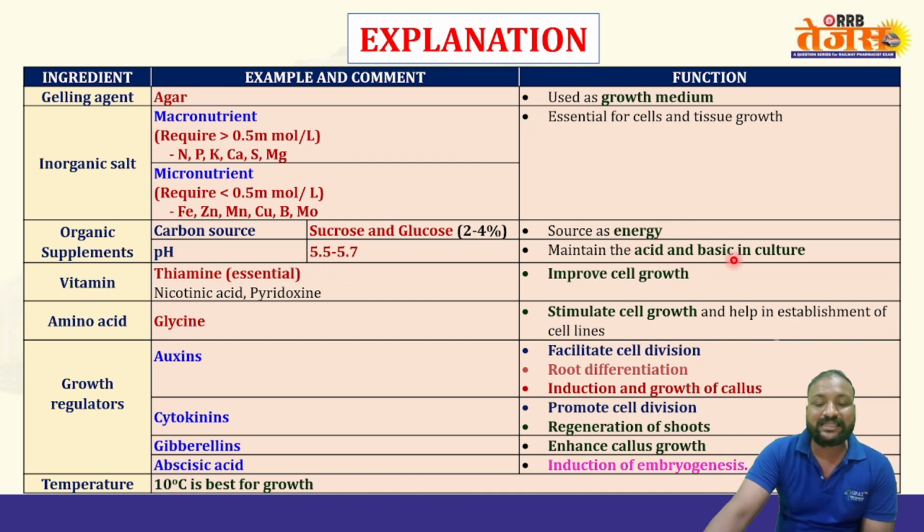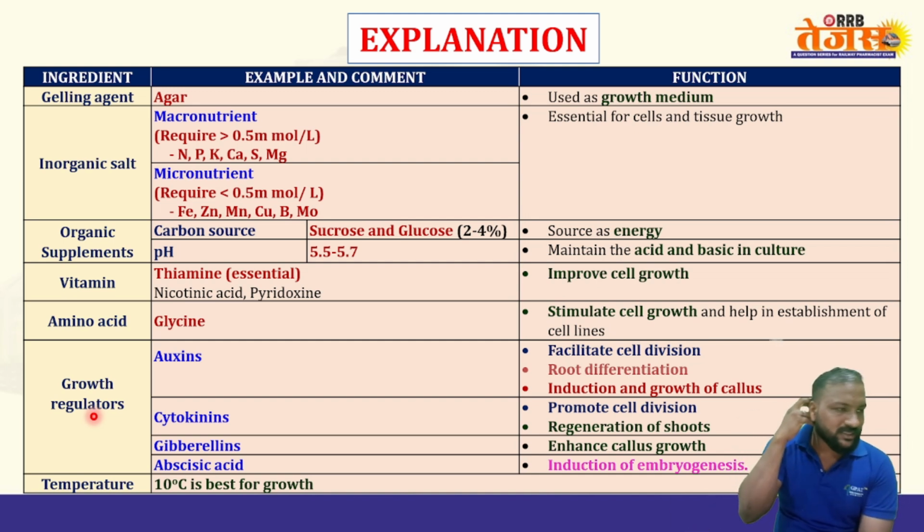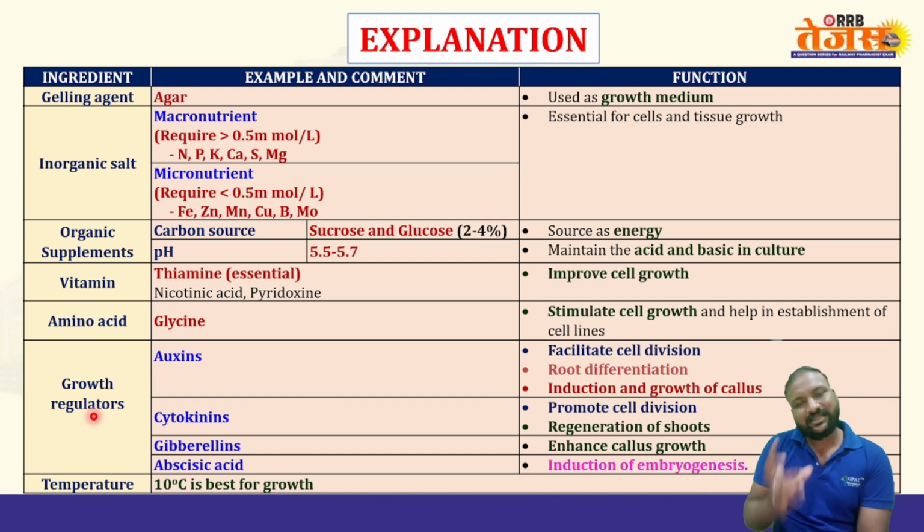To maintain the acidic and basic nature of the culture, it requires some vitamins like thiamine, which is essential, nicotinic acid, and pyridoxine. It improves cell growth. It also requires some amino acids like glycine, which stimulates the cell growth and helps in the establishment of cell lines, and it requires some plant growth regulators, because plant tissue culture is a technique where we take the cell and culture it under aseptic conditions in controlled temperatures.